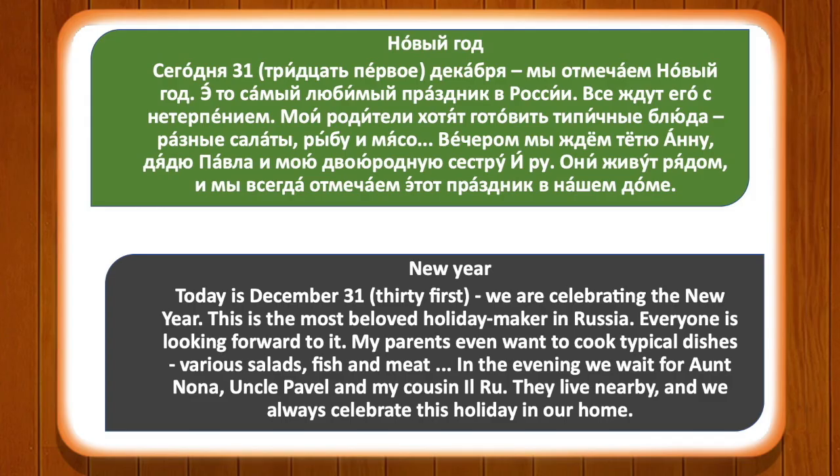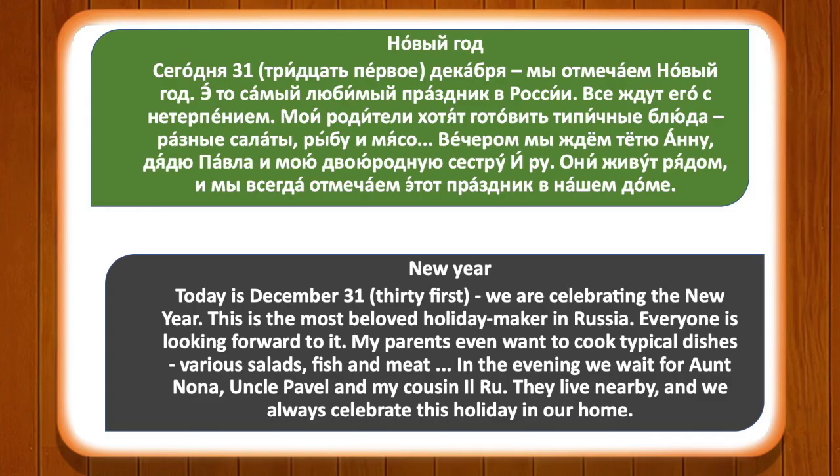Вечером мы ждем тетю Анну. In the evening we are waiting for Aunt Anna, дядю Павла и мою двоюродную сестру Иру, and my cousin sister Ira. Here it is a good example of the usage of accusative case. После ждать, after the verb ждать, тетя changes into тетю, Anna changes into Annu, дядя changes into дядю, Павел changes into Павла, и моя двоюродная сестра changes into мою двоюродную сестру, and Ира changes into Иру.